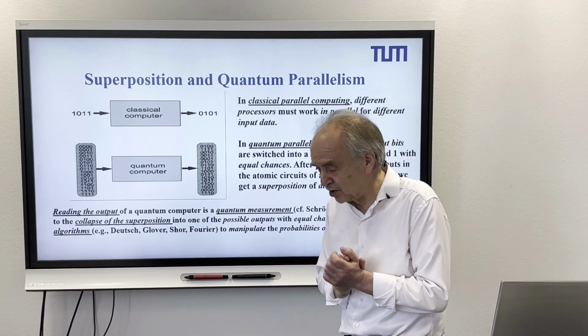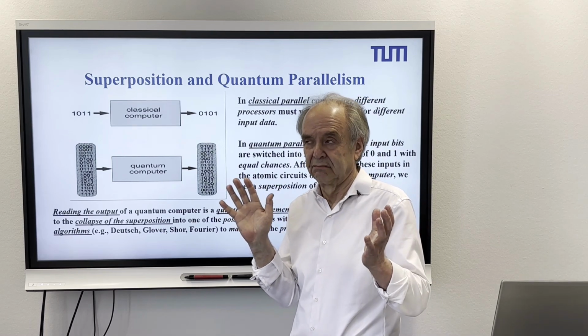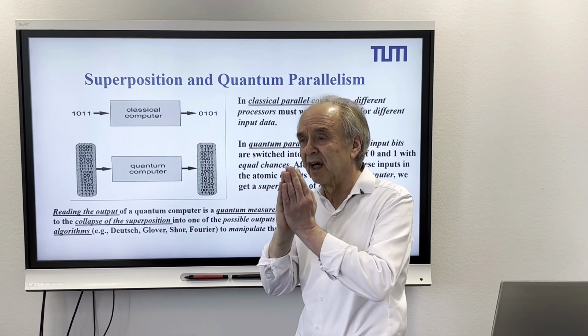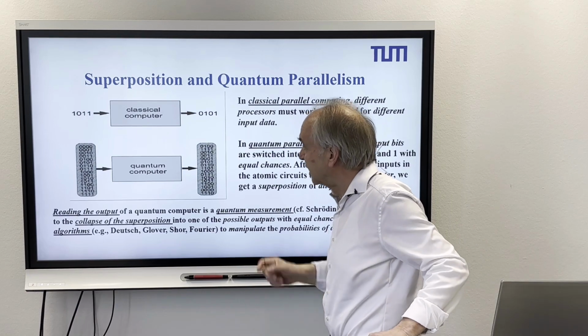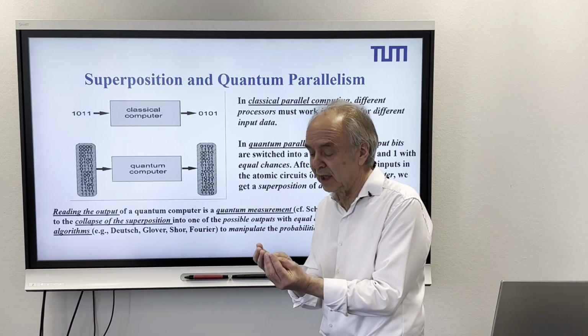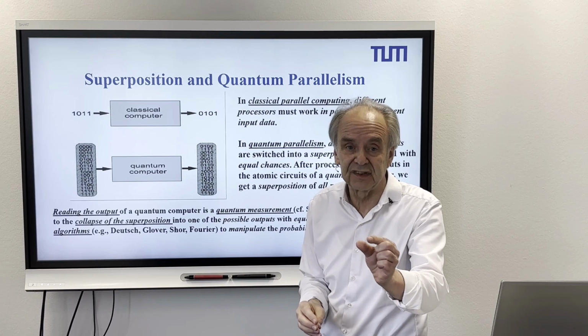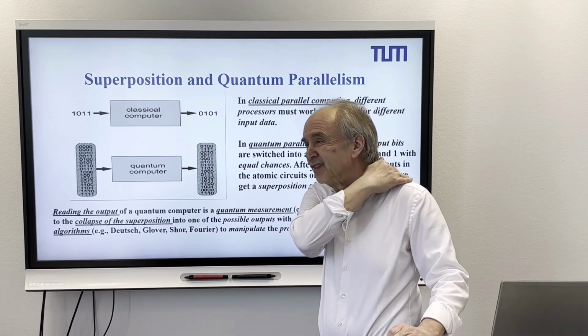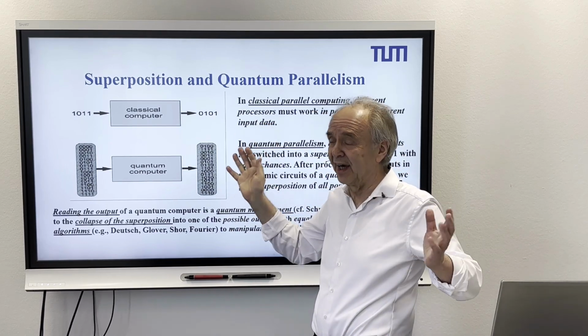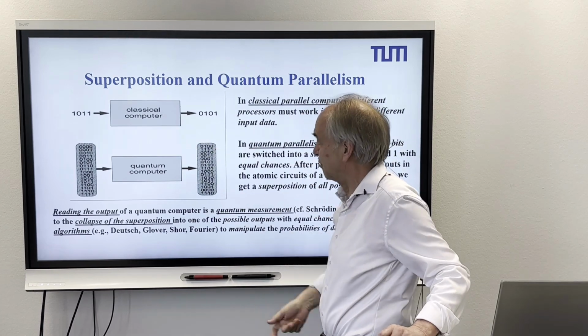Now the superposition is crucial for the modern ideas of quantum computing. Why? You cannot only superpose 2 bits, you can superpose unbelievably many bits, finite numbers that may be billions of bits.